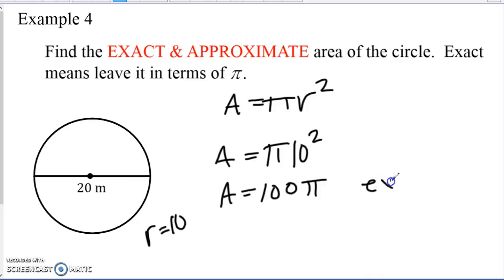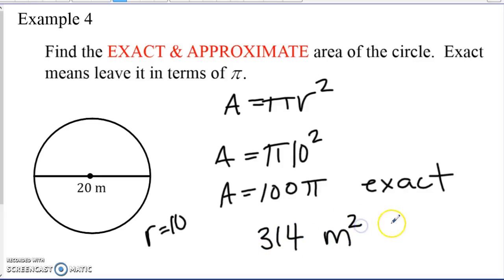So sometimes I want stuff in exact, and maybe I have multiple choice and the answer is inexact, or vice versa. And then obviously 100 times 3.14 is 314. And since it's area, it's meters squared, and technically that's approximate, but obviously it comes out exact.